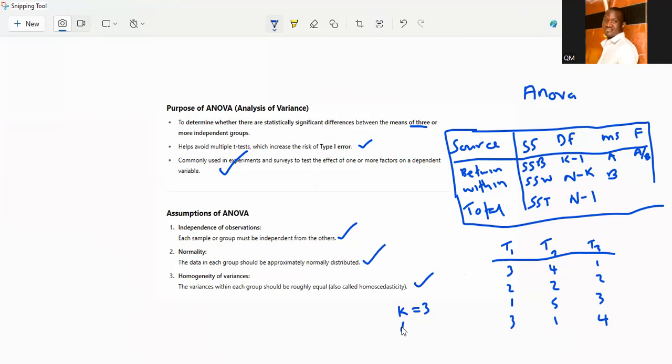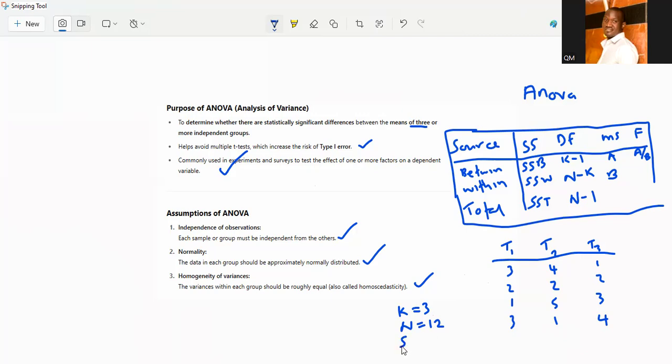Then n is the total number of observations. How many elements do we have? There's 4, 4, 4. In total, we have 12 observations. So our n is 12. Are we together? These are the key parameters that I need you to understand.